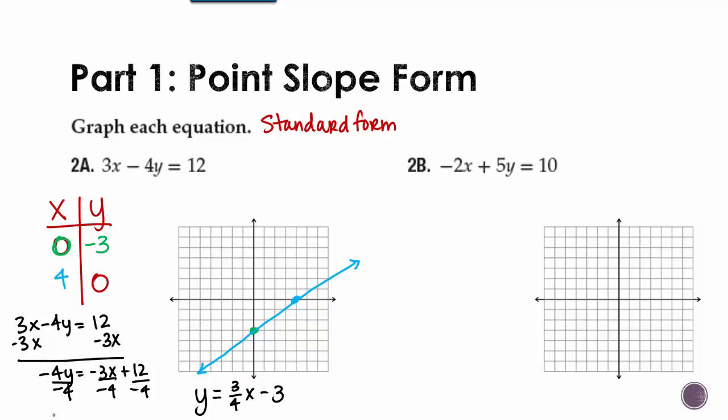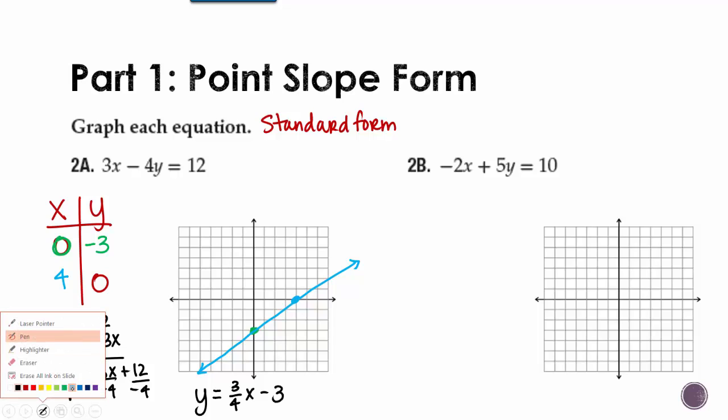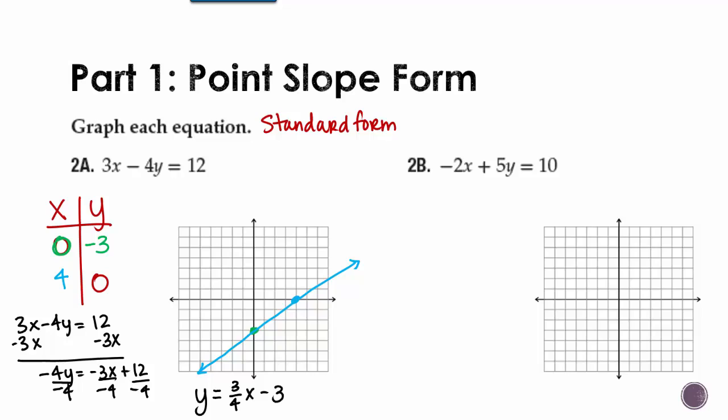And if we graph it using the tools that we just learned, remember we start at our point, 0, -3, which is right down here. And then up 3/4 would lead us to this other point. So it makes the exact same line, and it doesn't really matter. I personally like this better.